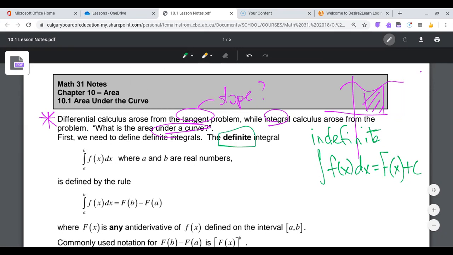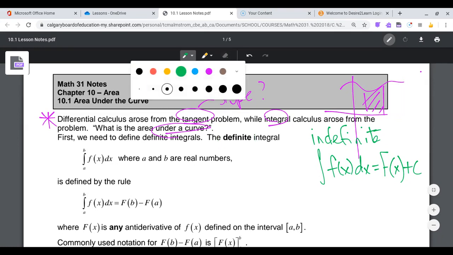I was going to switch the color on that. Sorry, I'm just being silly, but I like to change my colors.